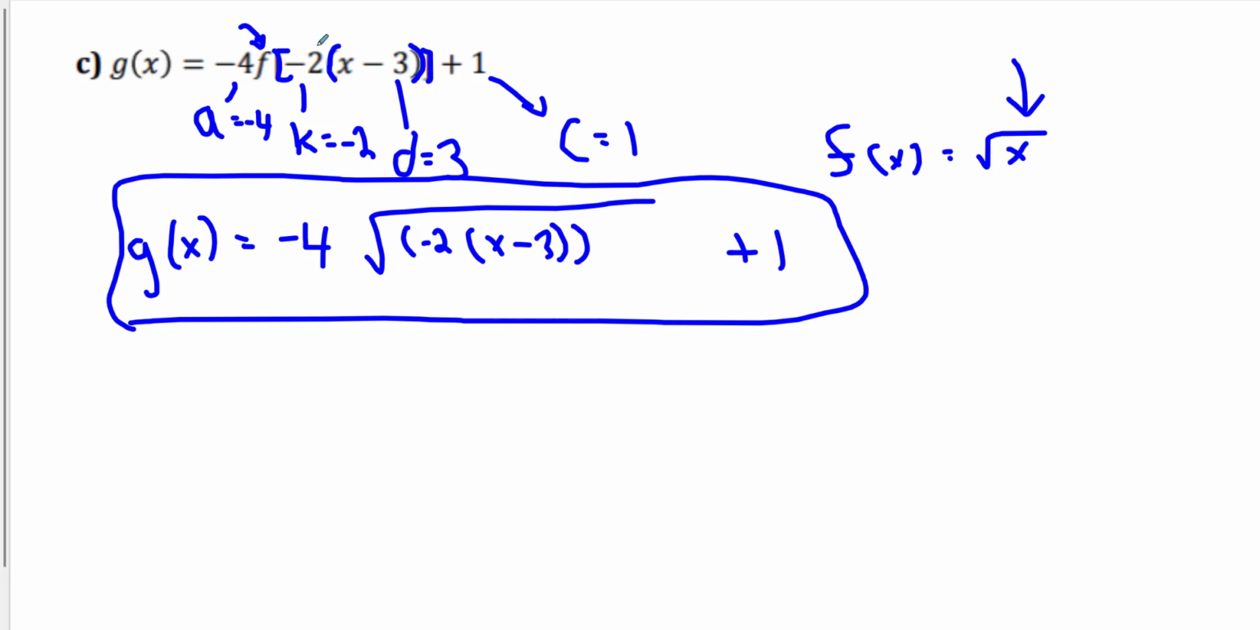If you look at the original function, see how it's written: -4f bracket -2 bracket x minus 3 close bracket plus 1. Nowhere in there does it actually show us what the parent function is. Is the parent function x squared? Is the parent function square root x? Is the parent function 1 over x? We don't know. There's also absolute value x, but we haven't talked about any of those yet. You'll have to go through the notes.